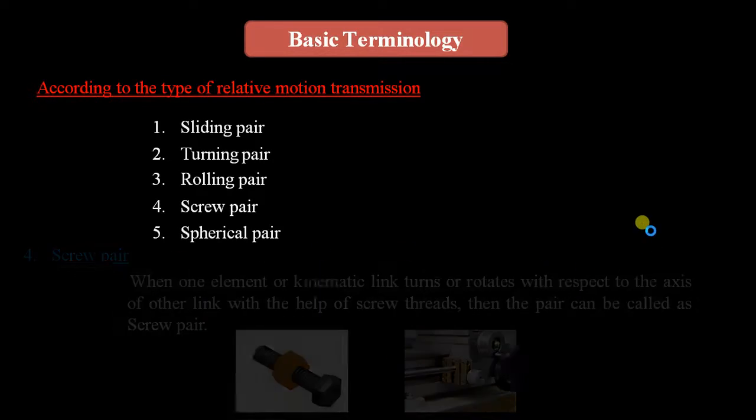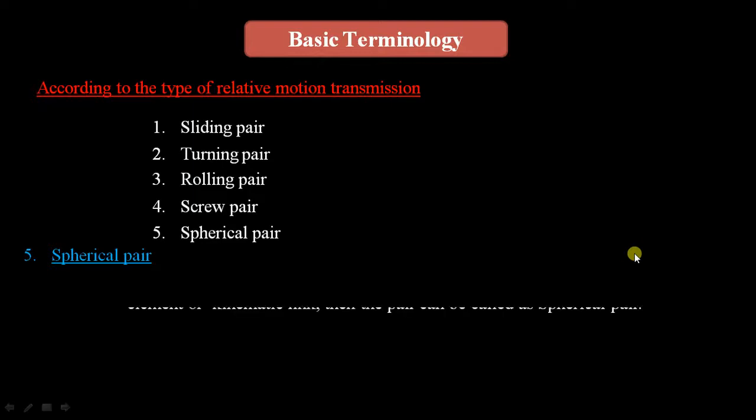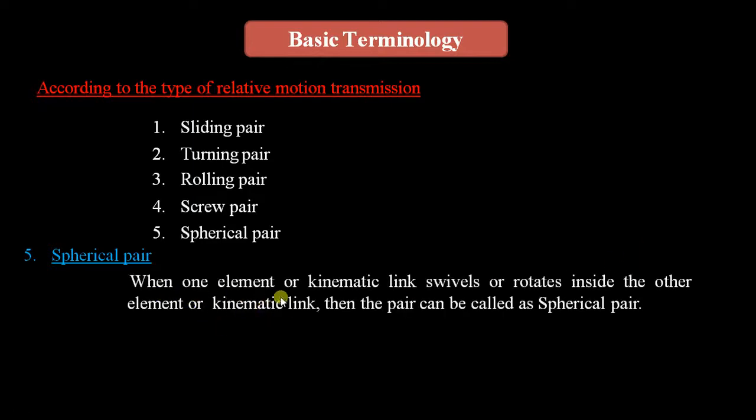Okay. Next, spherical pair. Spherical pair means when one element or kinematic link swivels or rotates inside another element or kinematic link, then the pair formed can be called a spherical pair. So here the two parts are connected in the form of a sphere shape. One is an internal and another one is an external sphere shape, which can allow the swiveling or rotation of one part with respect to the other part in a particular direction. So that pair can be called a spherical pair.